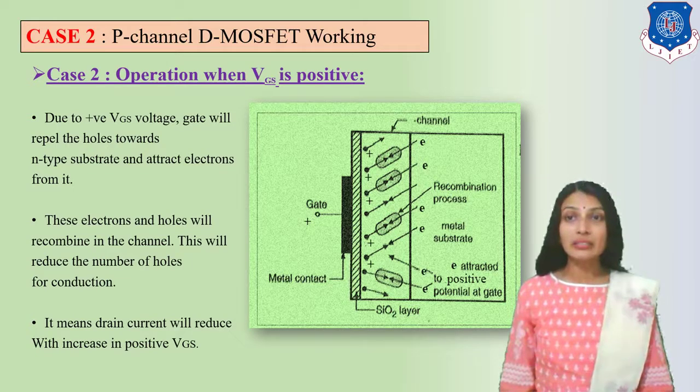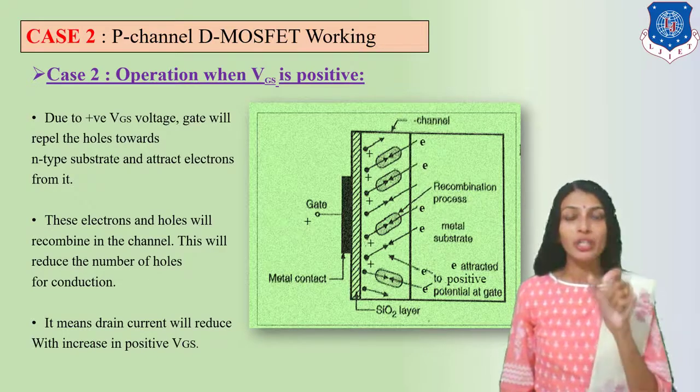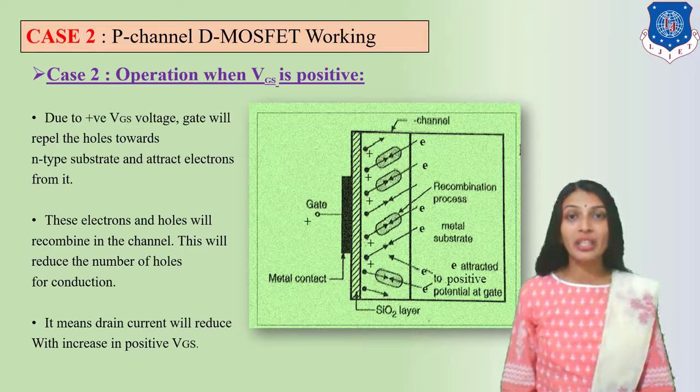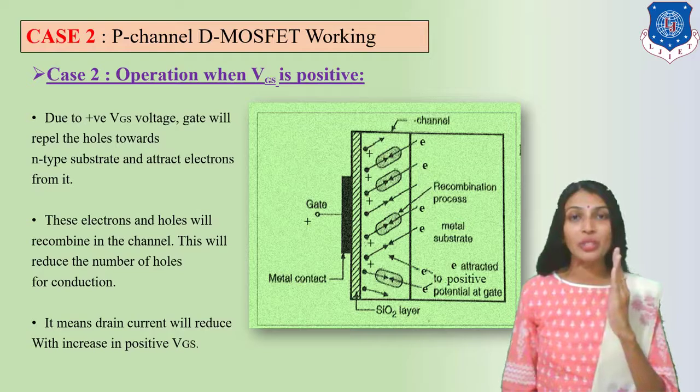Let's assume case 2, for operation when VGS is positive. The battery is always connected between gate and source. If the positive battery terminal is connected with the gate terminal, then what will happen? In the channel, this portion is the channel, the first portion after SiO2. In the channel portion, which are the majority charge carriers? P-type material, means holes will be the majority charge carriers. So due to the positive gate terminal, holes will be repelled by that positive gate terminal.